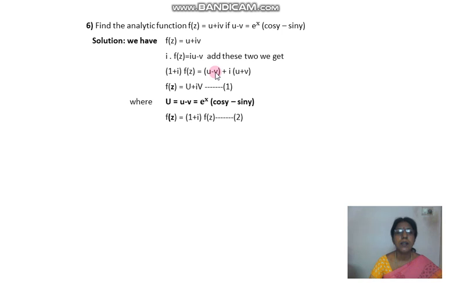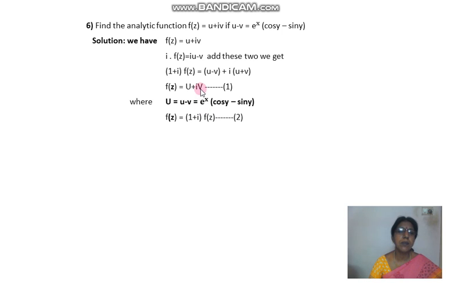This function (1 plus i) into f of z is f of capital Z, which is equal to capital U plus i capital V. Real part is capital U and imaginary part is capital V. Now you see, this is in the form of f of z is u plus iv. For this function f of capital Z, U is the real part and V is the imaginary part. Now what have we been given here? U minus v. U minus v is capital U. So capital U is e power x (cos y minus sin y). And f of capital Z is (1 plus i) f of z.